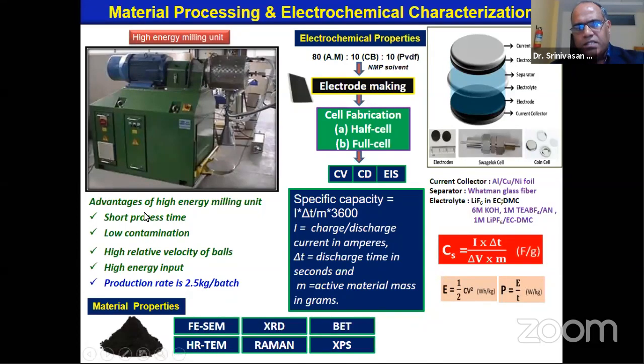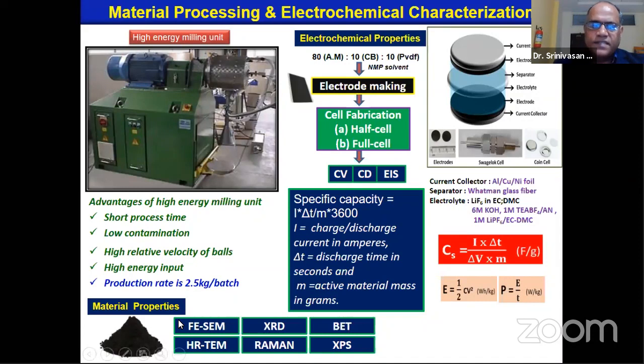And then since you are running milling for a short time, your contamination is less. Why is this short processing time possible? Whatever the energy input which we are giving is very high due to the high relative velocity of balls. Because of that high energy input, that is the reason for the short process time. When you are running a short time, your contamination due to stainless steel and all will be less. And the other important advantage here is the production rate: 2.5 kg per batch you can operate.